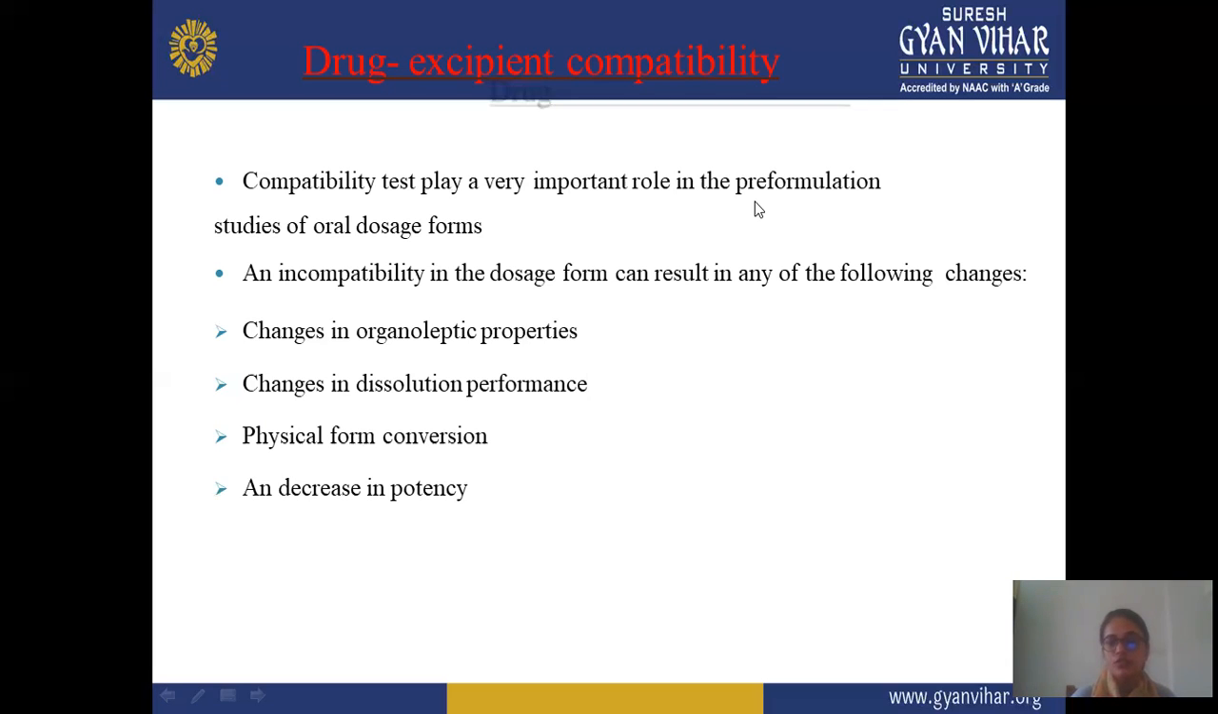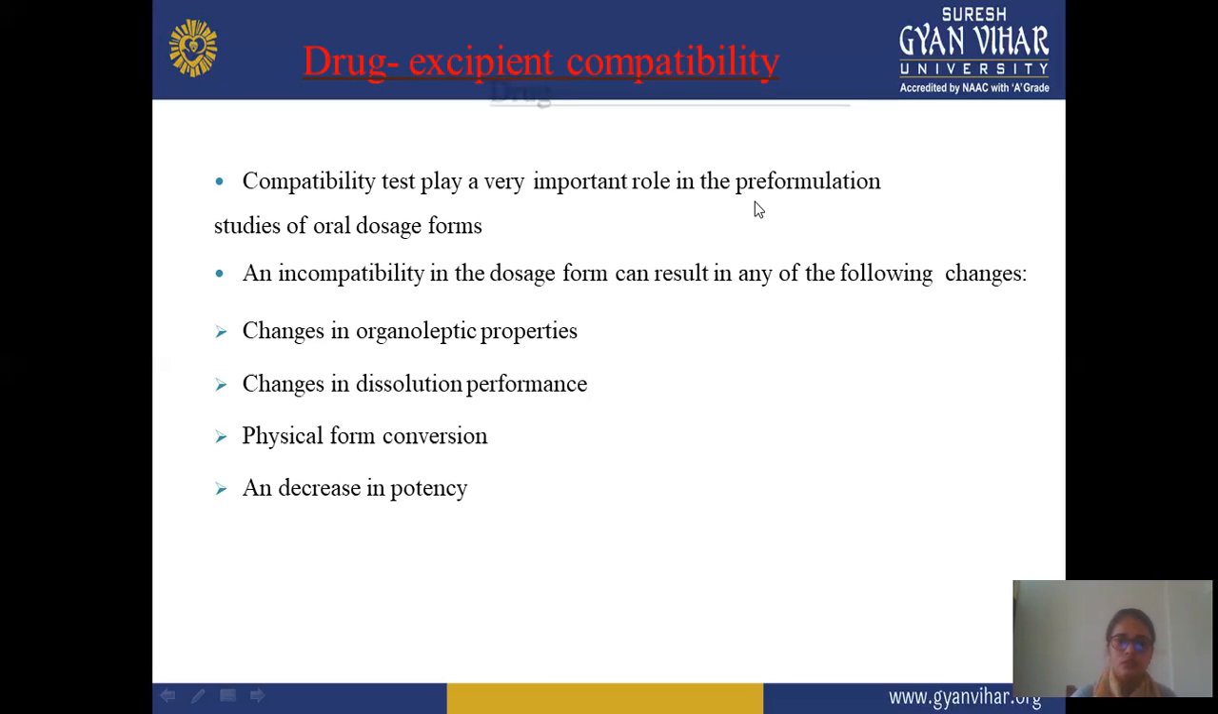And next is change in dissolution performance. Dissolution rate is also changed. Maybe it is a faster dissolution or maybe a slow release. Suppose you prepare a fast disintegrating tablet, but due to this incompatibility issue, it shows slow release or delayed release of the formulation. Next is physical form conversion. In physical form conversion, the state can change, maybe solid to liquid or liquid to solid formulation.